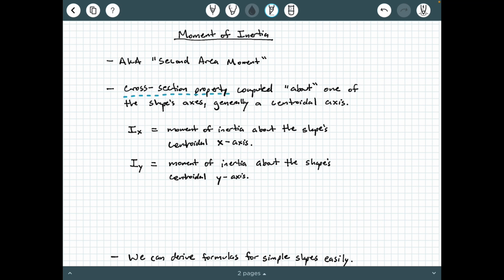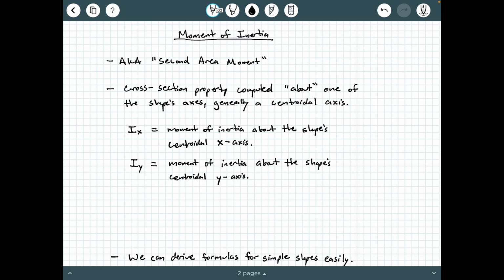So the next thing we need to keep in mind is that moment of inertia is a cross-section property that's computed about one of the shape's axes. Generally, that's going to be a centroidal axis. So every two-dimensional shape or area is going to have two moment of inertia values that we're mostly going to be interested in. The first one is going to be called I sub x. This is the moment of inertia about the shape's centroidal x-axis. The next one is called I sub y. This is a moment of inertia about the shape's centroidal y-axis.